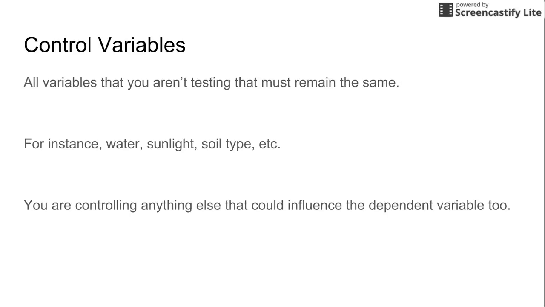When we talk about control variables, we're talking about all the variables that you aren't testing that need to remain the same. For instance, if you were doing a fertilizer effect, you would want the type of plant, the water, the sunlight, the soil type, all to remain the same. So basically, you're controlling anything else that could potentially influence the dependent variable as well, so that you know that that is not the reason for the change.